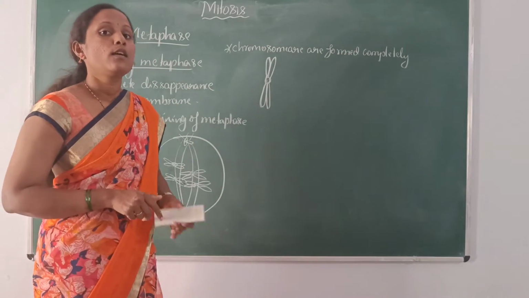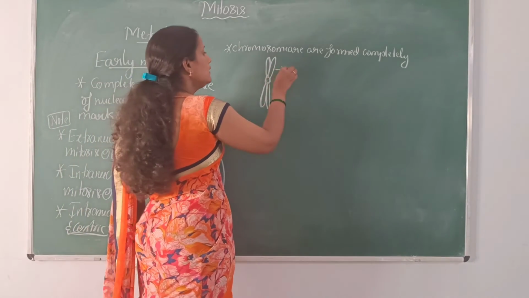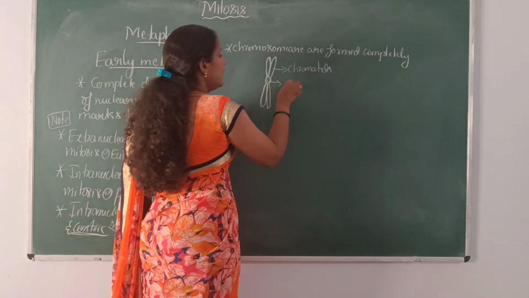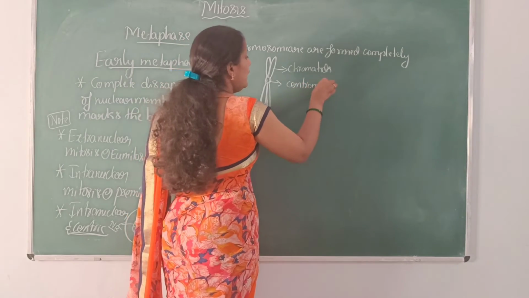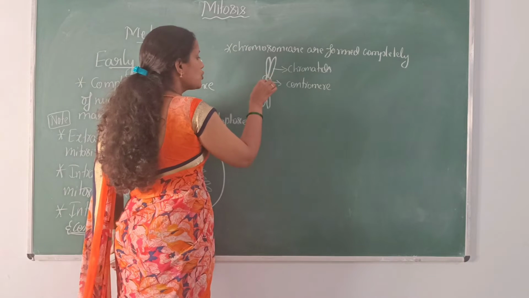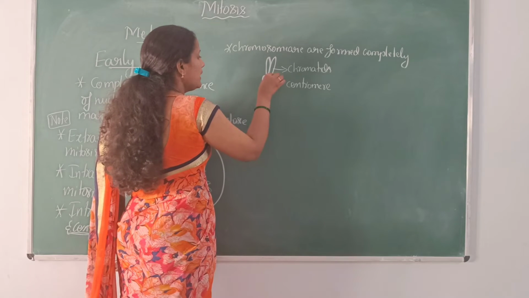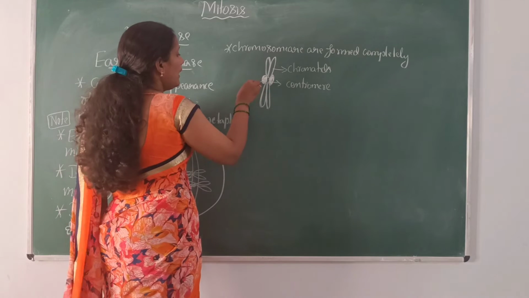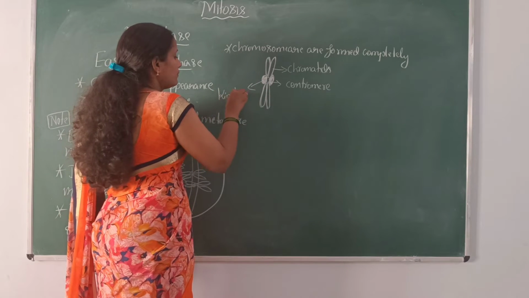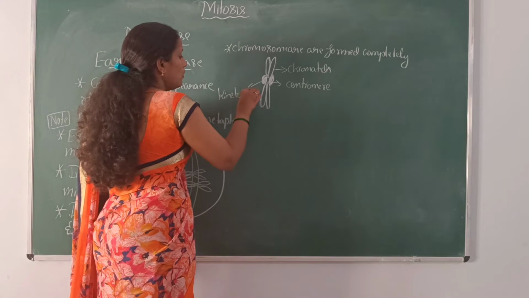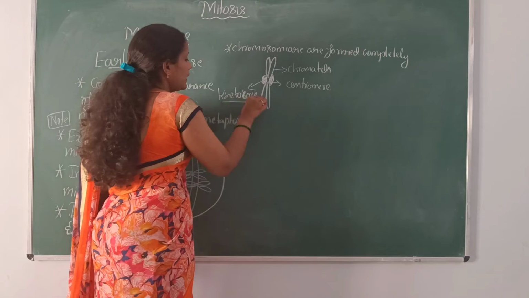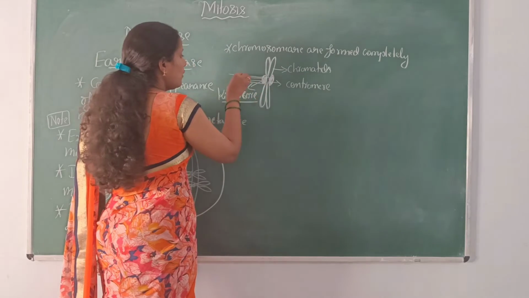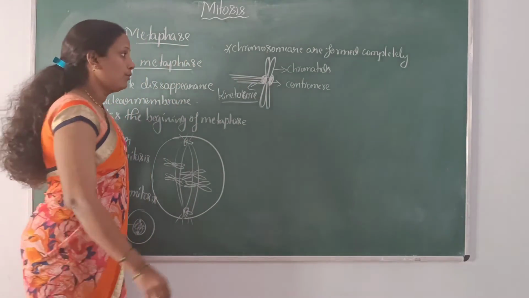So during metaphase, the chromosomes are formed completely with the two sister chromatids and centromere, and each centromere is attached with a special type of proteinaceous cap-like structures. Here and here, two proteinaceous cap-like structures, and they are called kinetochore. And remember, the kinetochores are the place for the attachment of microtubules.